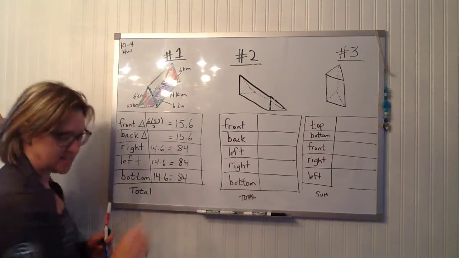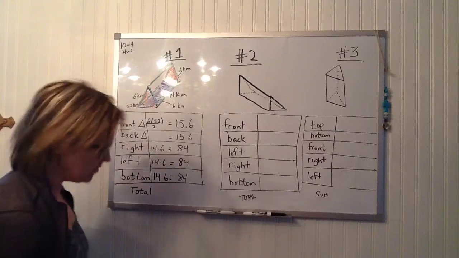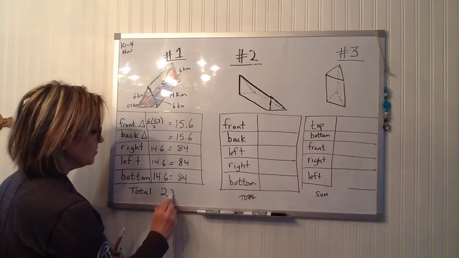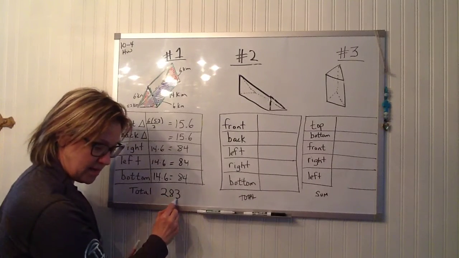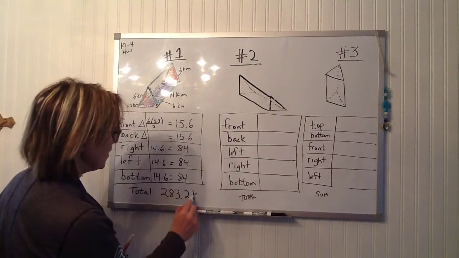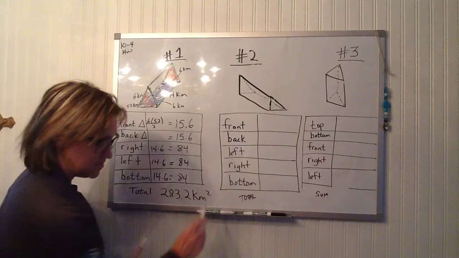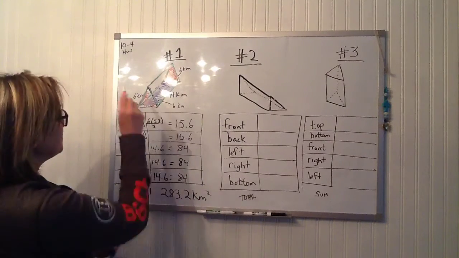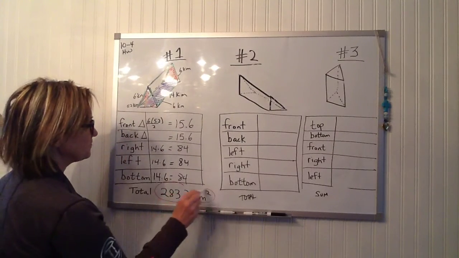I'm going to add these all up on my calculator, and when I do, I get 283.2 square kilometers, or kilometers squared. So that's the surface area for number 1.